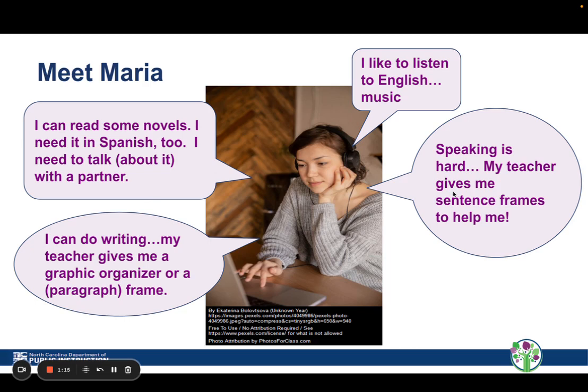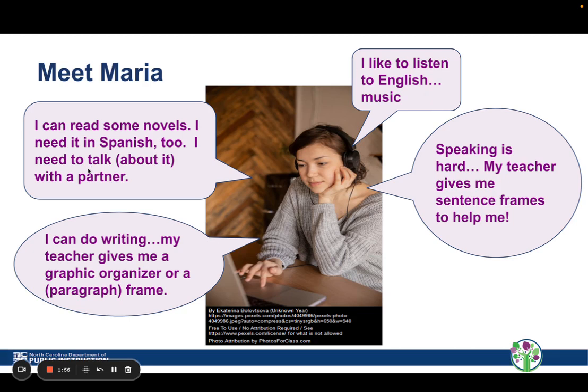This is Maria. She's a middle school student in 7th grade, and she says, speaking is hard. My teacher gives me sentence frames to help me. If you recall, speaking was her domain with the most opportunity for growth. In other words, it was the lowest domain. She also says that she likes to listen to English music. And if you recall, her listening score was a 4.6. So her listening is the strongest domain.